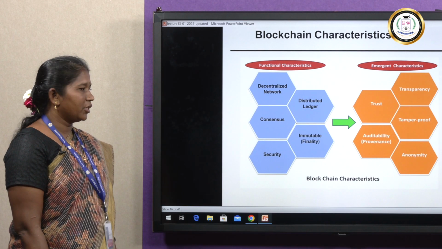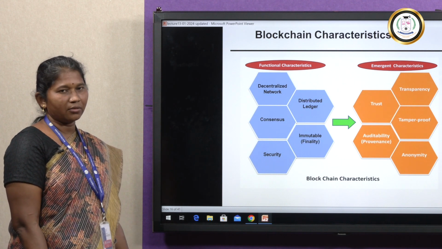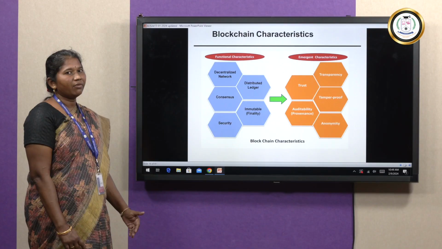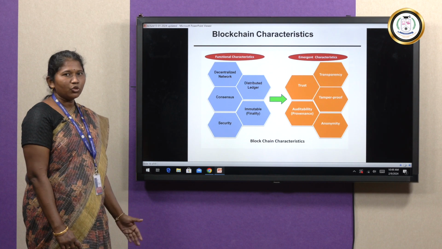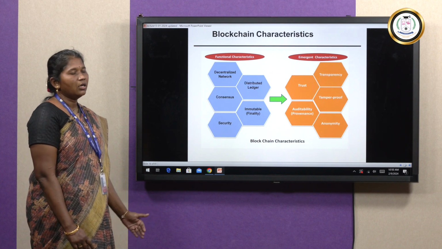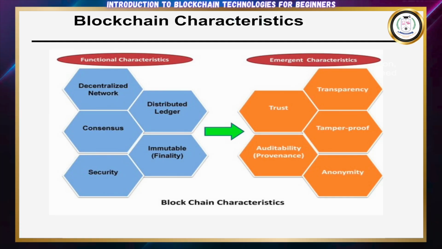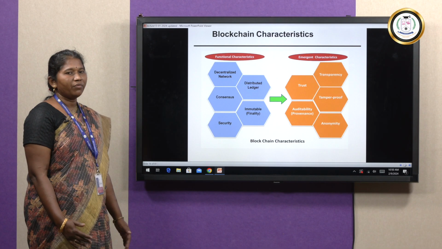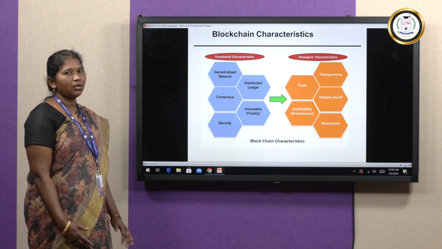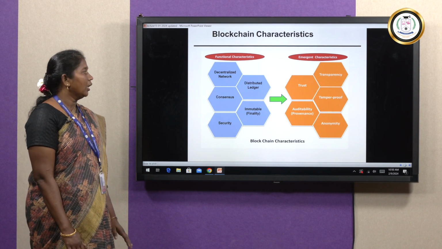And next, auditability. So, once you create any transaction or any network related works, you can backtrack the works. And then anonymity. So, here we are using the addresses. Because of that, we can't know who the corresponding person is in this.